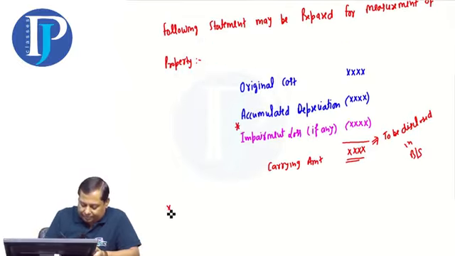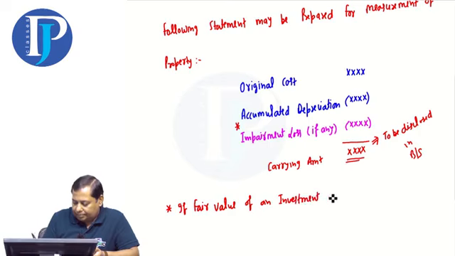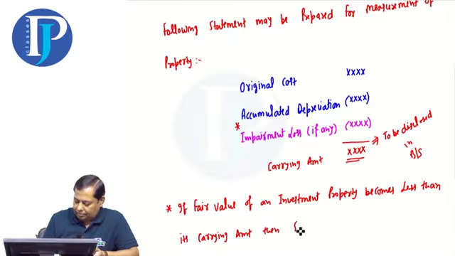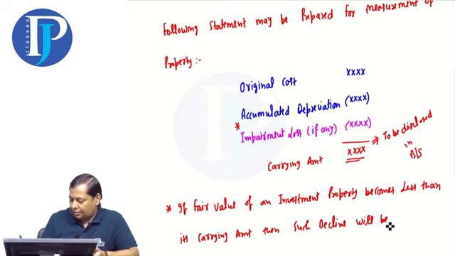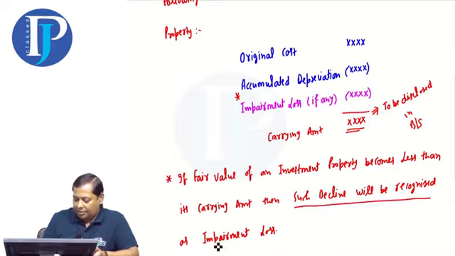What is this impairment loss? If fair value of an investment property becomes less than its carrying amount, then such decline will be recognized as impairment loss. The decline is called an impairment loss.